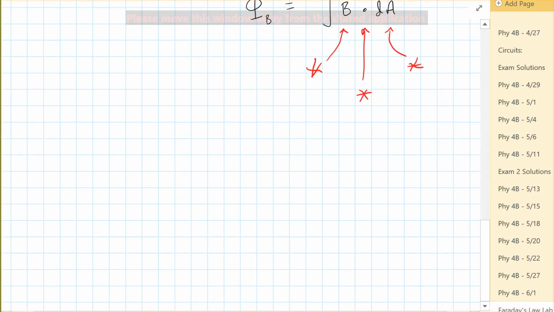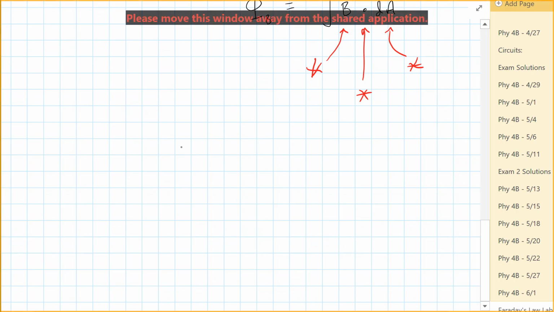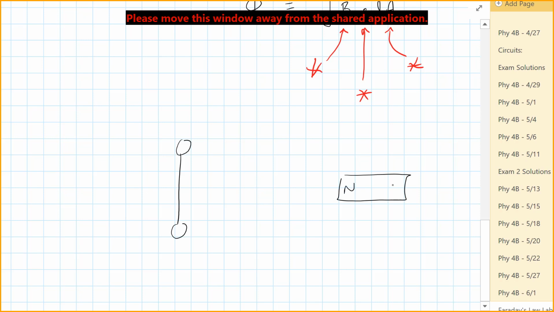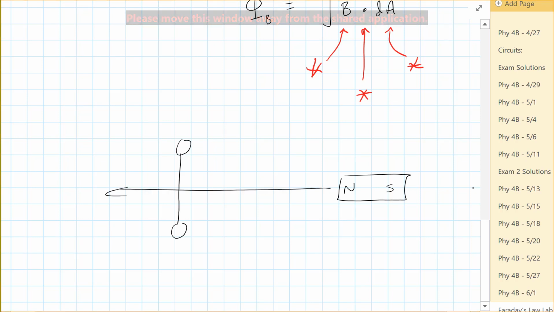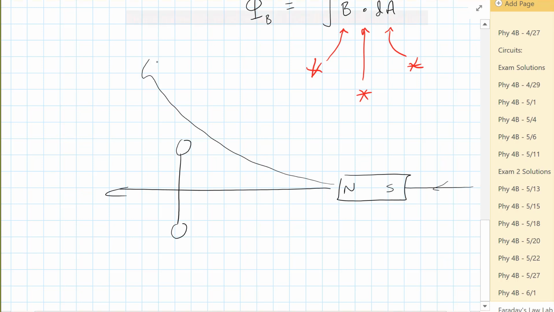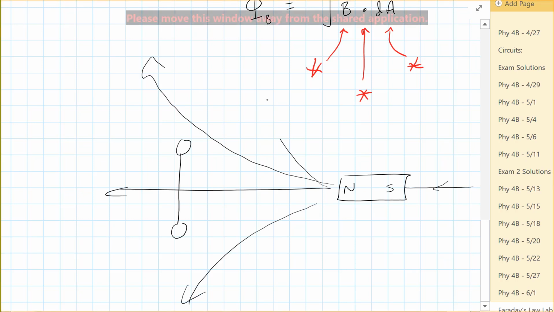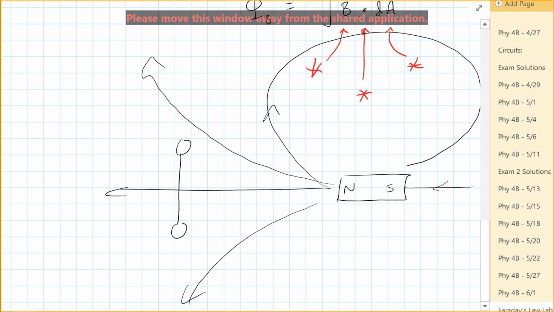Question about the magnetic flux. Yeah, so here's my coil of wire. I'm just going to draw it perpendicular to the page like this, right? That's my loop of wire. And here's my magnet. So let's draw the magnetic field lines from this magnet. They come out like this, right?